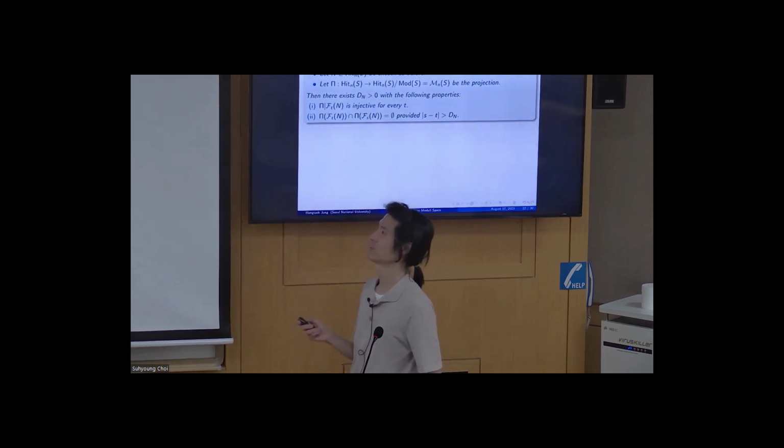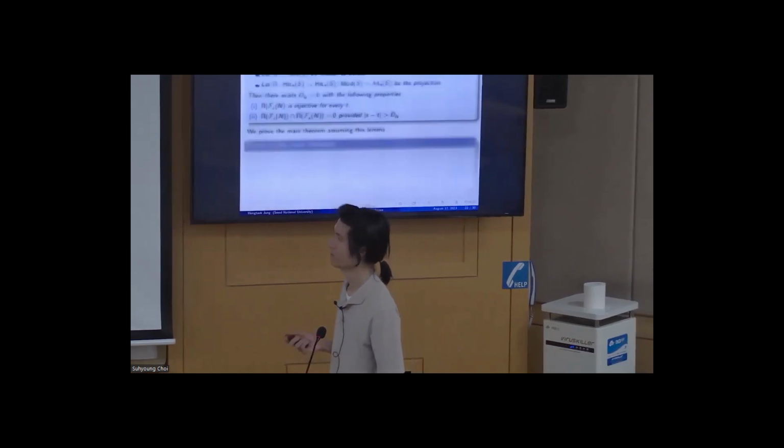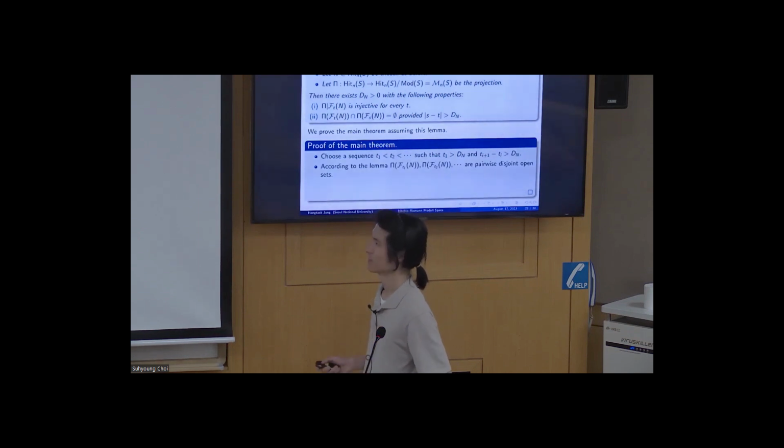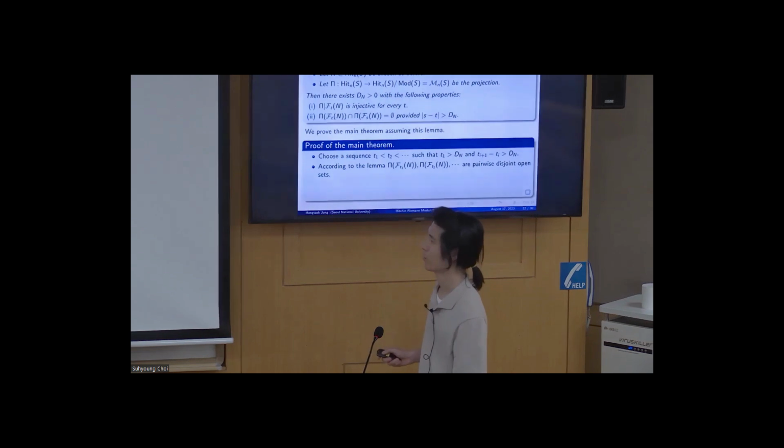And once you have this lemma, we can actually prove the main theorem. So we just choose a diverging sequence such that the consecutive difference is bigger than that particular number. And then this lemma tells you that this sequence of open sets are all pairwise disjoint, open.